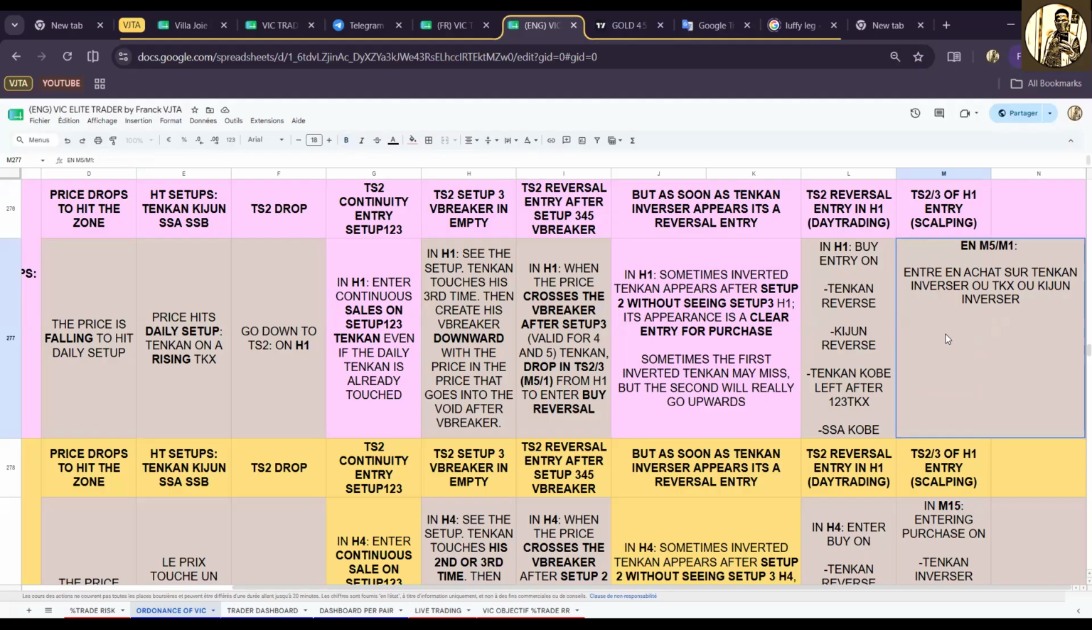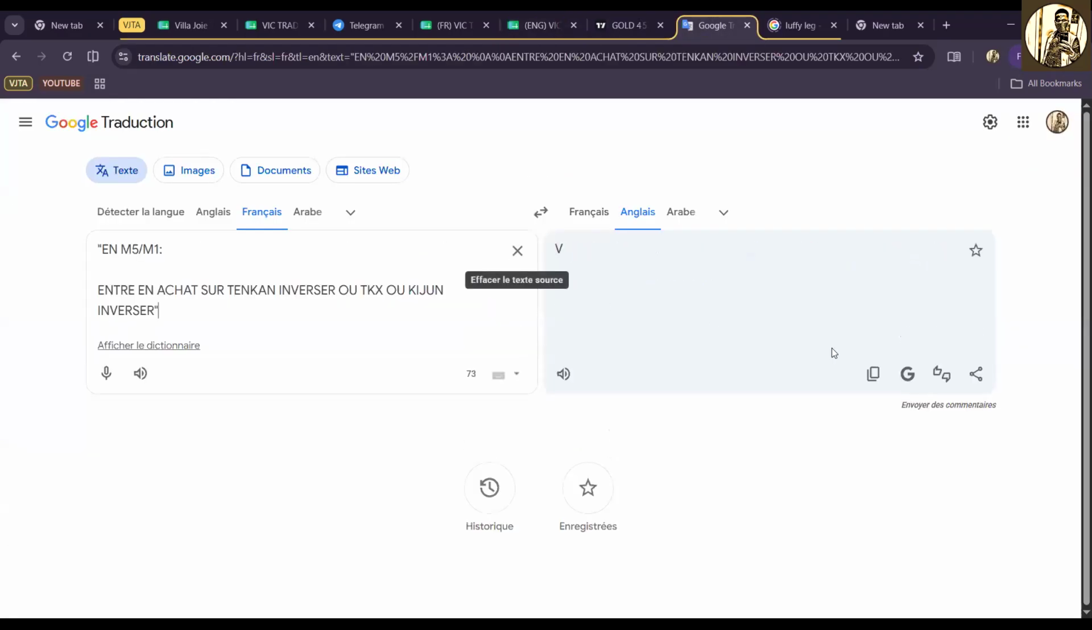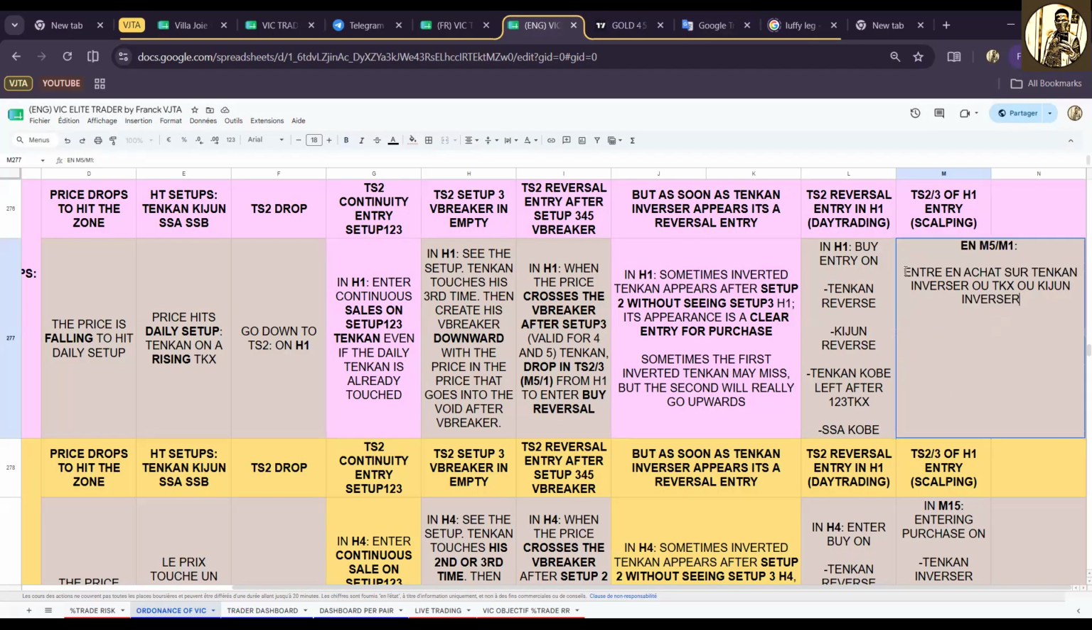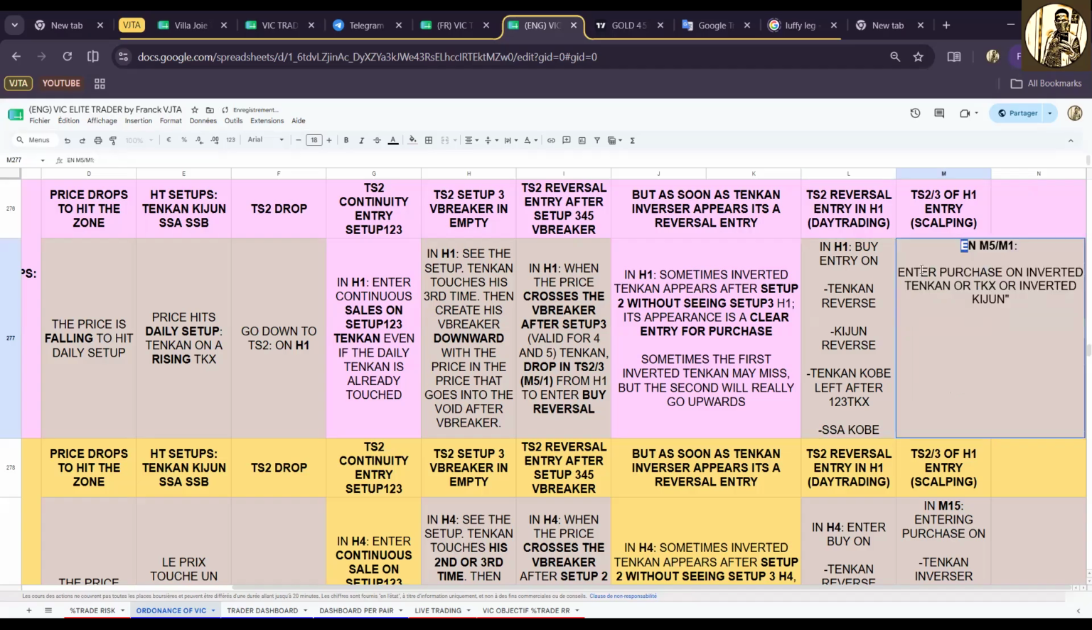This one is in French. I will not translate. I don't want to translate. Let me just translate it. Will you translate it?